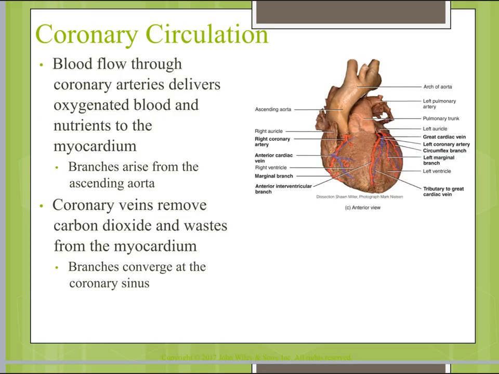Coronary circulation. Blood is going to flow through coronary arteries, delivering oxygenated blood and nutrients to the myocardium. Now we're going to look at the branches that arise from the ascending aorta, the coronary arteries, and how they exchange blood through their subsequent branches to the coronary veins, which are going to remove carbon dioxide and waste from the myocardium. The branches are going to converge at the coronary sinus, dumping blood back into the right atrium.